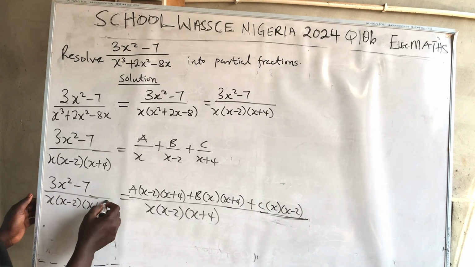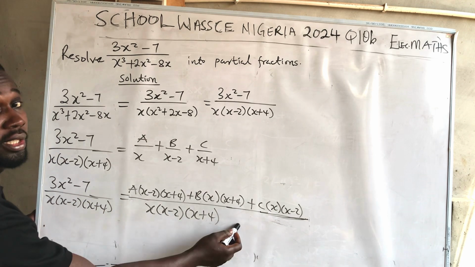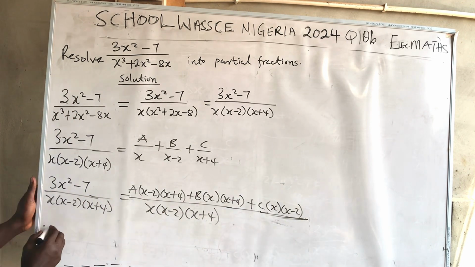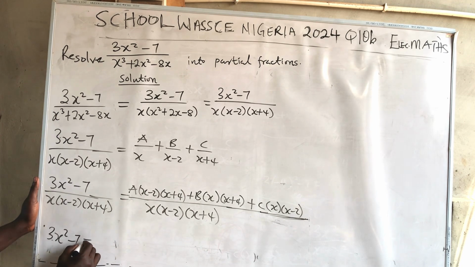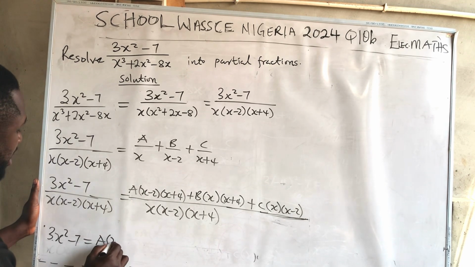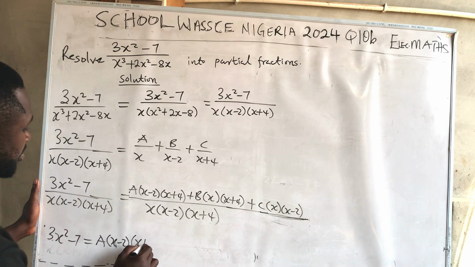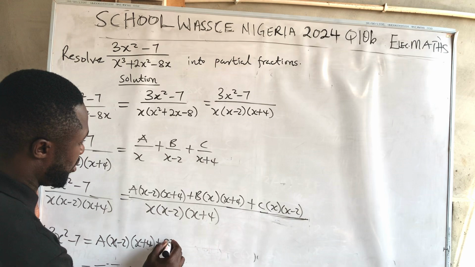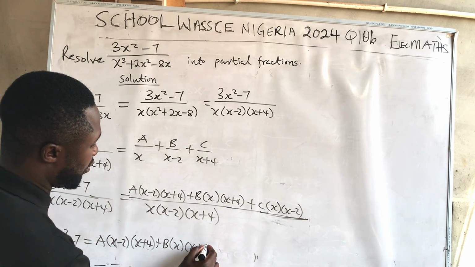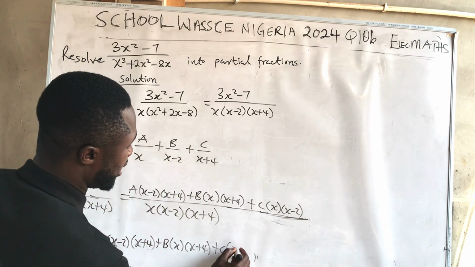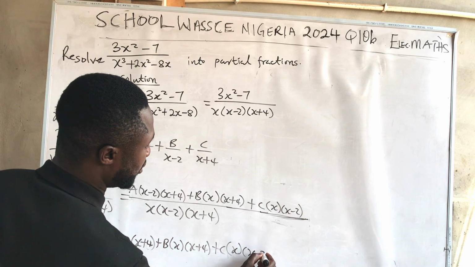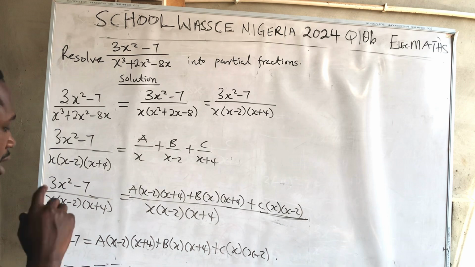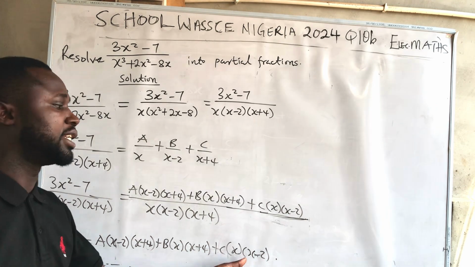Okay, so this is what we have at our numerator. Then you can see that the denominator here is equal to the denominator here. Therefore, the numerator here will also be equal to the numerator here. So that we can have 3s squared minus 7 equal to A multiplying s minus 2 and then s plus 4, plus B multiplying s and then s plus 4, plus C multiplying s and then s minus 2. All right, so this is what we have, and this is how we are going to solve to find the values of A, B, and C.